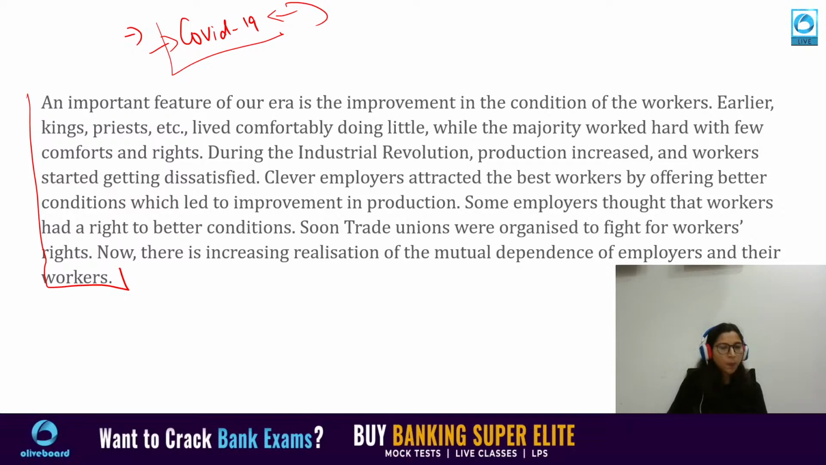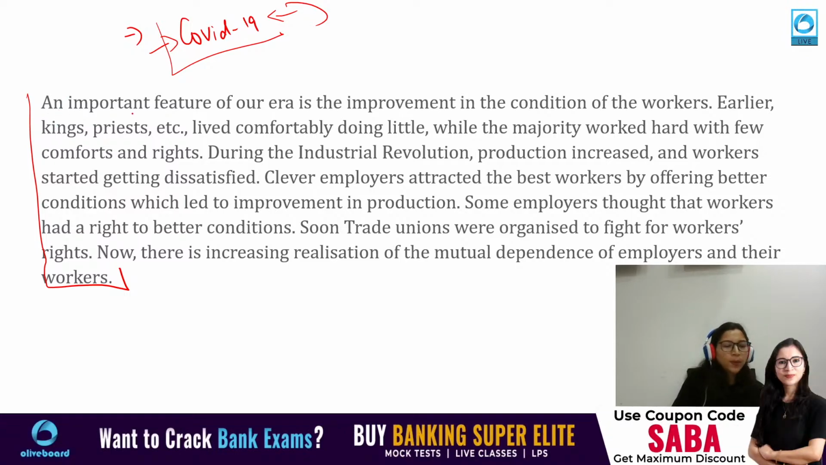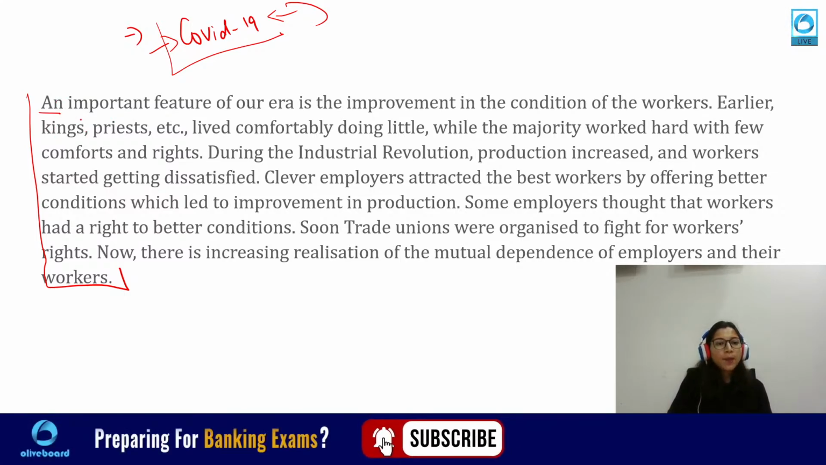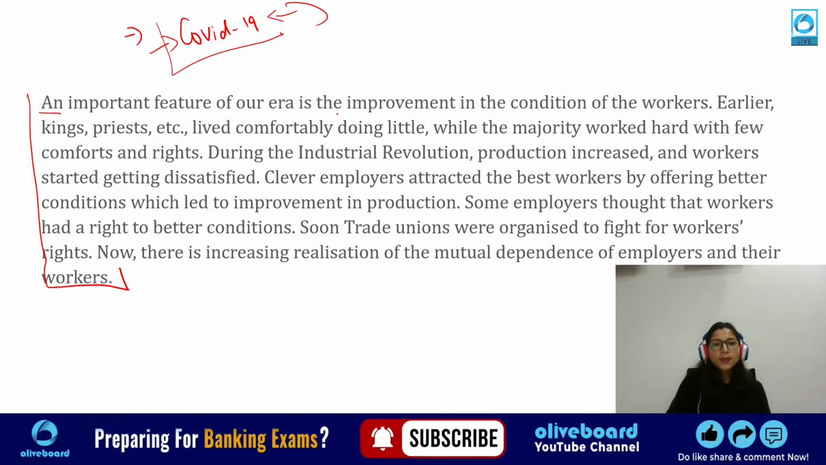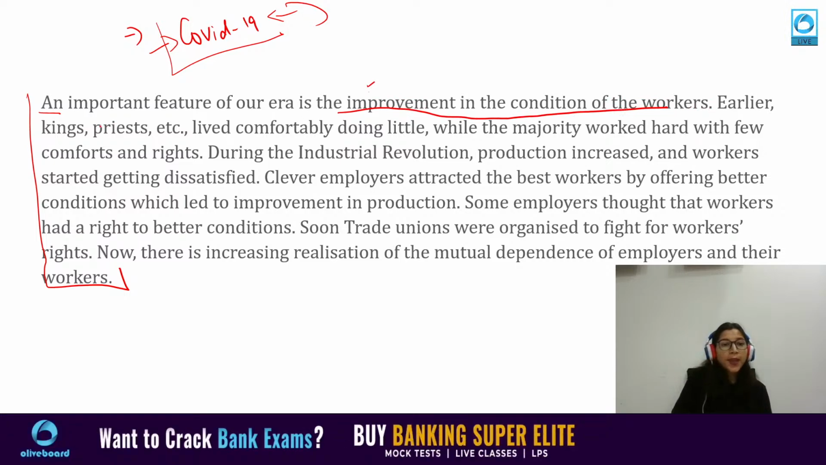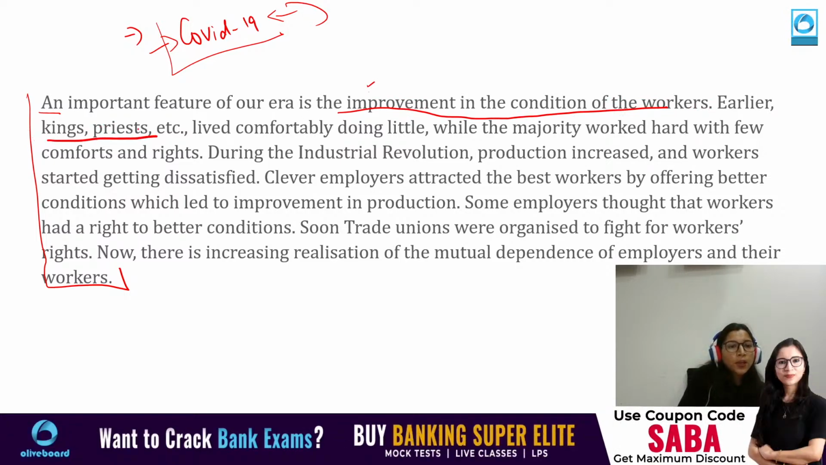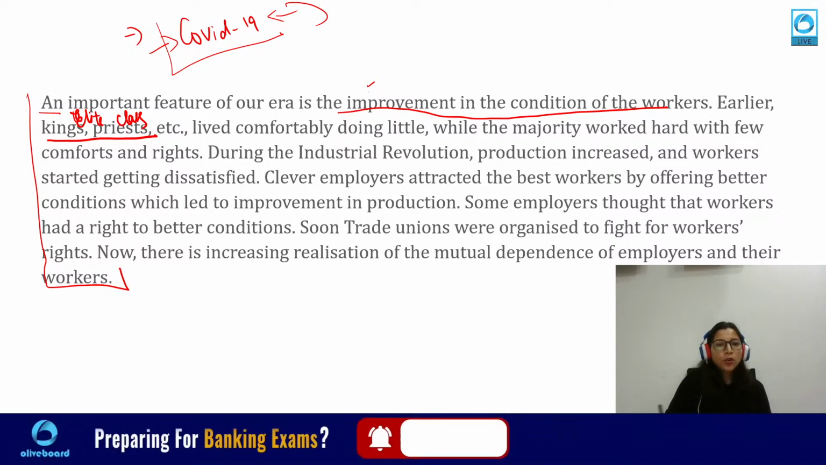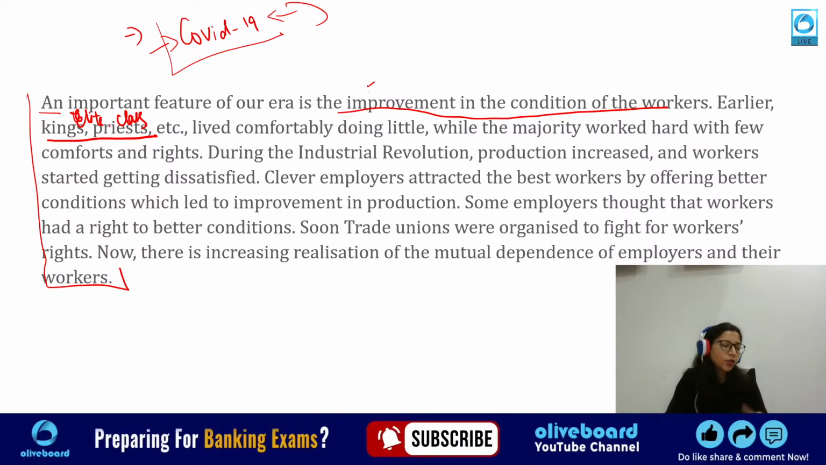Okay. Now then, I have tried to sum up this, and all the important points you can see. And if there is anything missing, you can definitely let me know. An important feature of our era is the improvement in the condition of the workers. Okay, we have talked about our era. Contrast is done. Earlier, king priest. Instead of king priest, you can also write elite class or upper class.